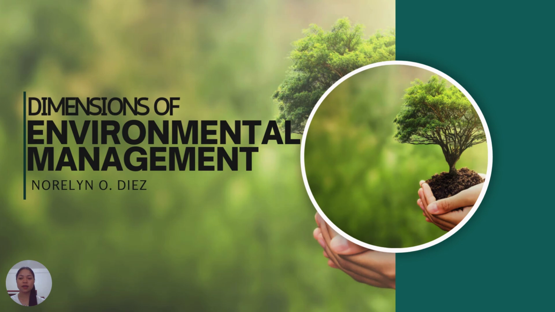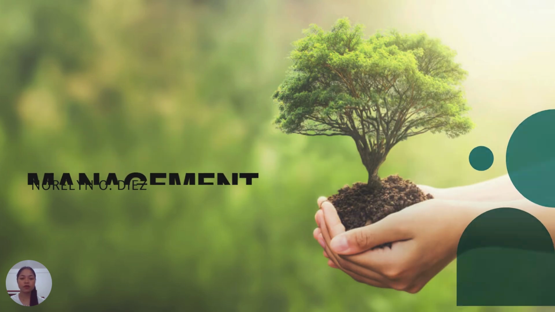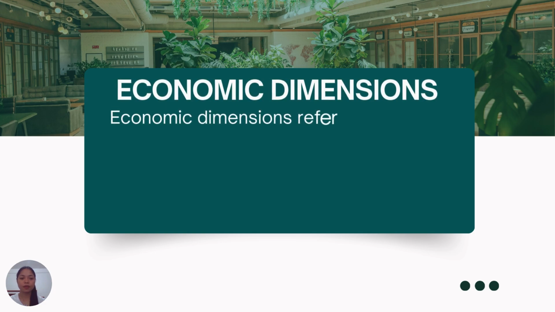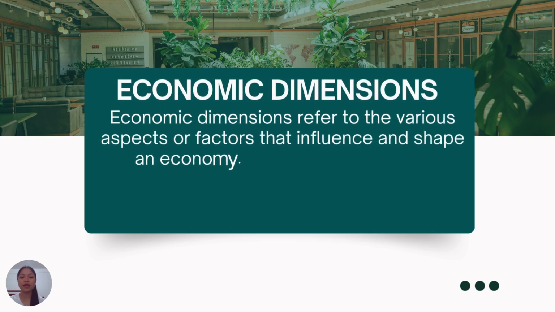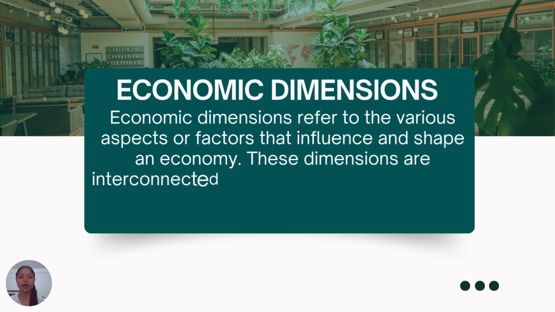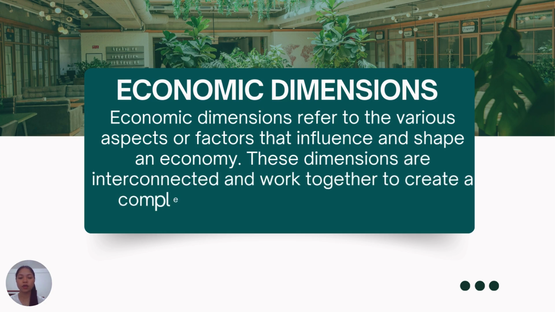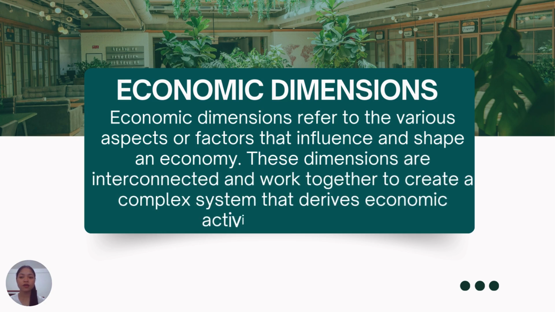Today, let's discuss what the dimensions of environmental management are, and there are four topics under this dimension. First is the economic dimension. It refers to the aspects and factors that are interconnected for economic activity and growth. Under this topic, there are seven types of economic dimension.